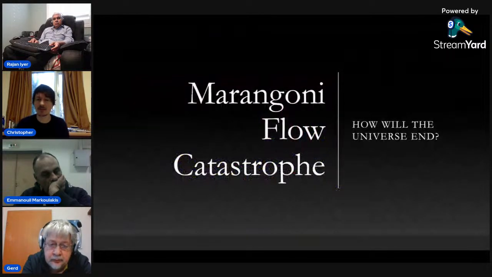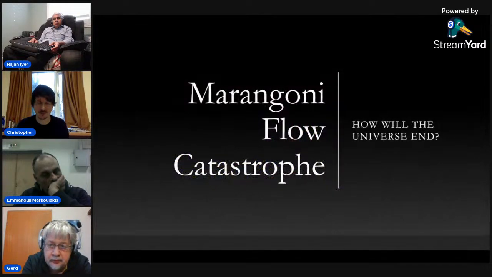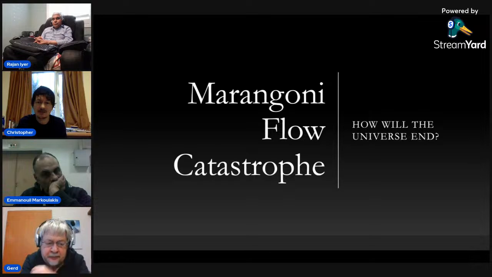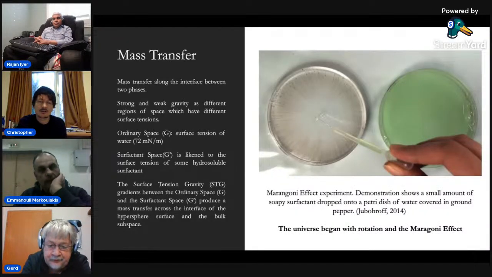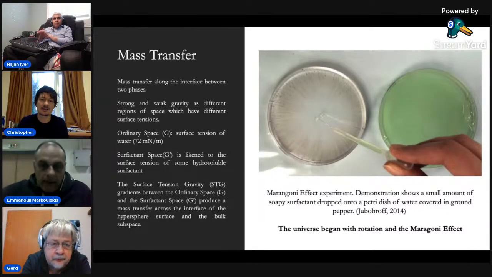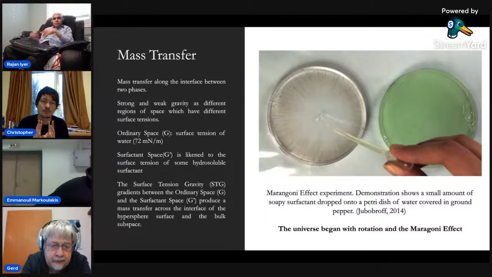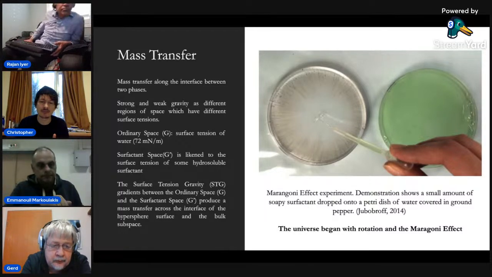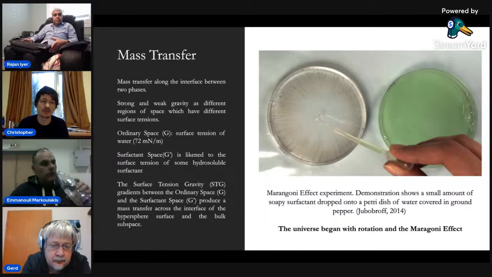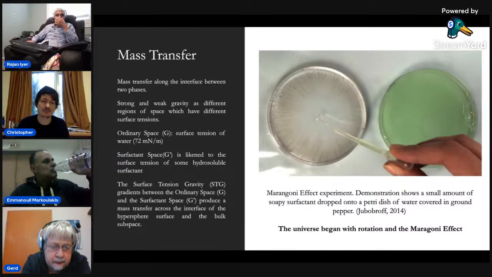So now we get into the main point, really, I think, of the entire presentation, which is the Marangoni Cosmological Catastrophe, subtitled "How the Universe Will End." So the basis of the thinking here is that, well, I'll just introduce the idea of the Marangoni Flow effect to begin with. Essentially, it is a mass transfer along the interface between two phases.